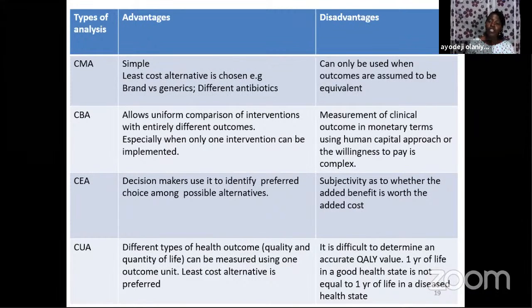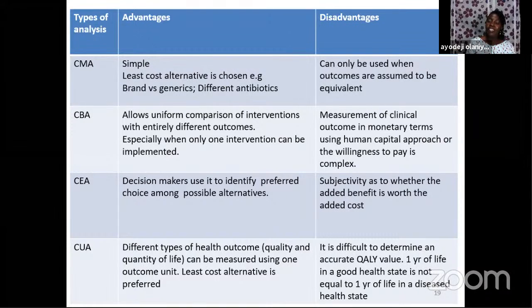So for those, different approaches may be used to put a monetary value on them. We have the human capital approach, and we have the willingness to pay. For the human capital approach, let's say an immunization is being given to children to prevent a particular disease, let's say meningitis. So the human capital approach assumes that the productivity of that person can be monetized. So when the person is not sick, the value of that productivity is what is assumed to be the outcome.